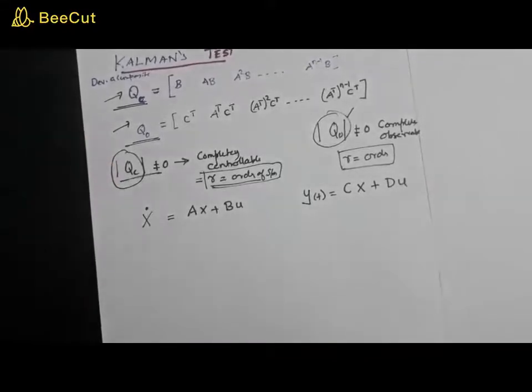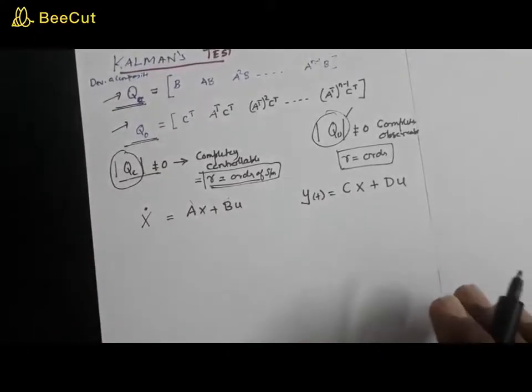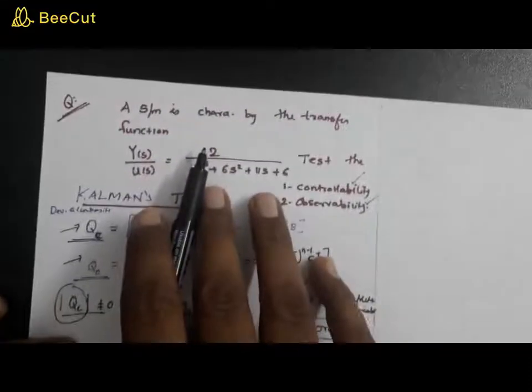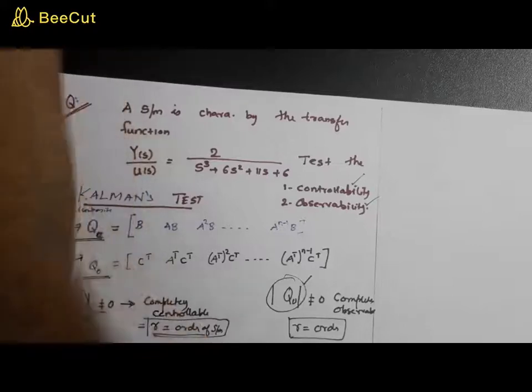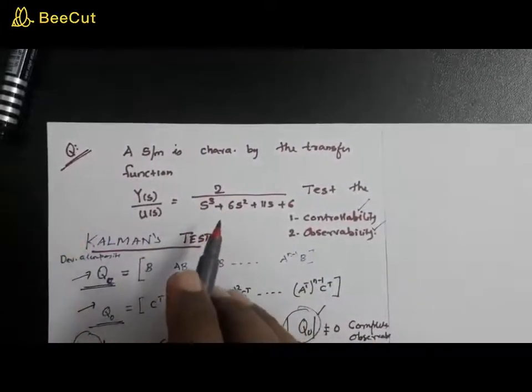Okay, so sometimes in the question, a, b, c and d may be directly given. Otherwise you will have to find out the state model. So this is a case where it is not directly given. This is an indirect way of asking the question. So here you are given the transfer function.